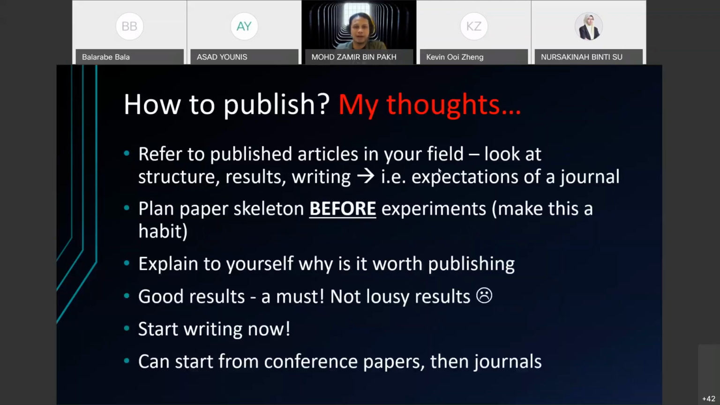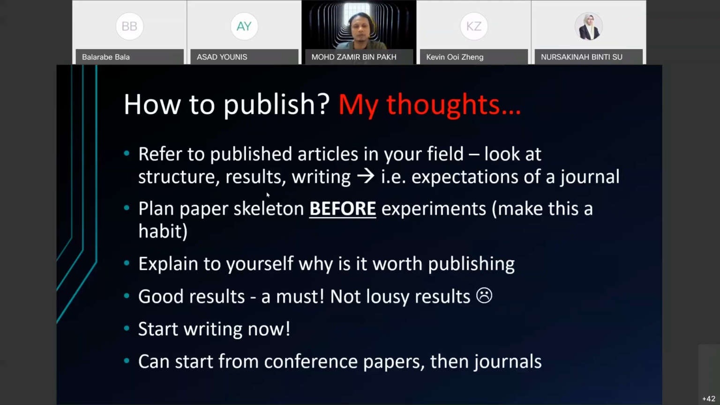So how to publish? My thoughts. This one is my thought based on my knowledge and experience. Refer to published articles in your field. Look at structure, results, writing, expectation of the journal. Do the literature review. Look at the papers. So how do they write?